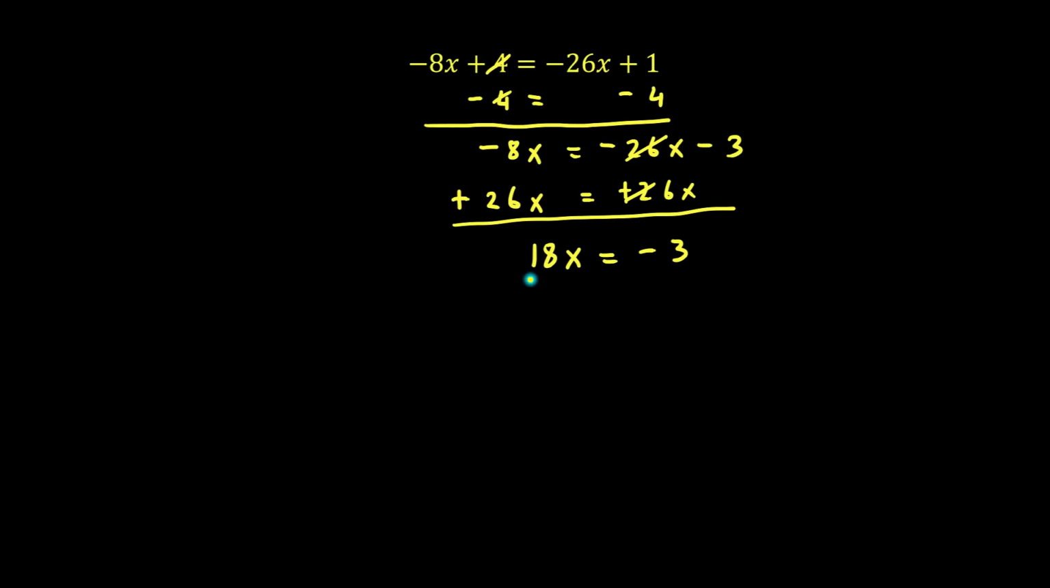So then what I need to do is divide both sides by the coefficient in front of the x, which is 18. So the 18s would cancel. I'll be left with x, and I have negative 3 over 18. I could simplify that. I can divide top and bottom by 3, and I'll be left with 1 over 6. And that would be my final answer.